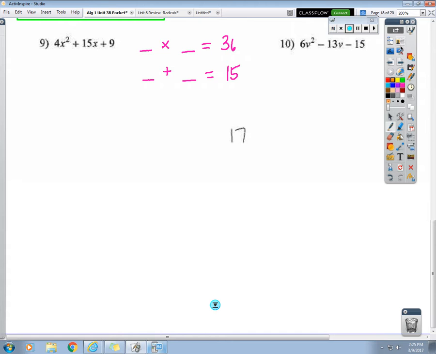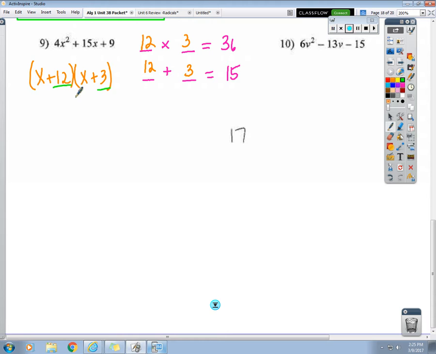Can anybody think of the numbers that will do that? 12 and 3. But even if you need a calculator, that's fine. Use it. So our factors are x plus 12 and x plus 3. But that's not the final answer because x times x is not 4x squared. So what do we do next?